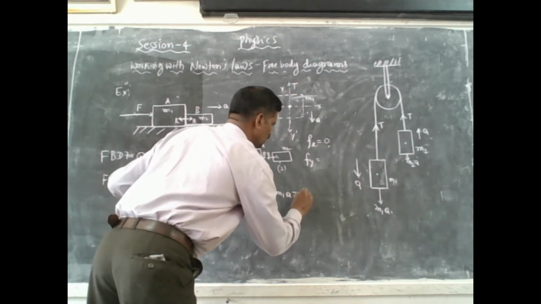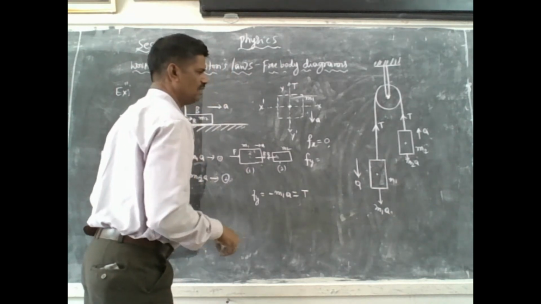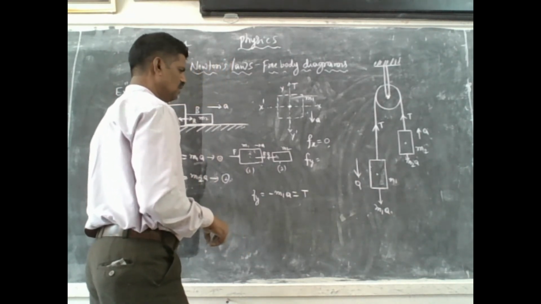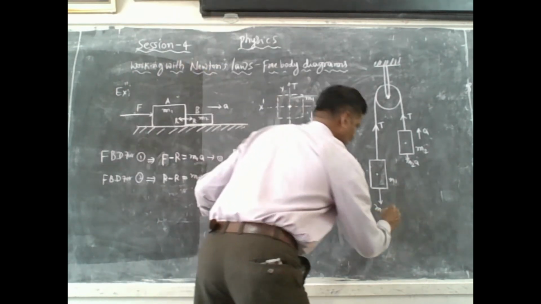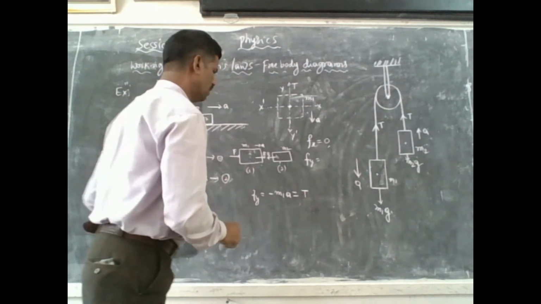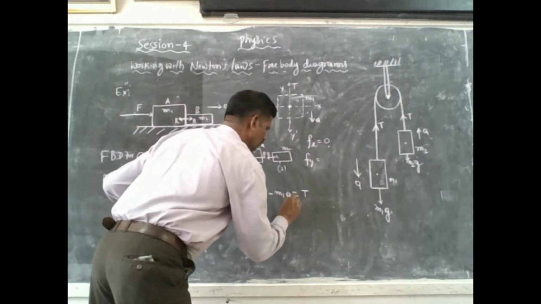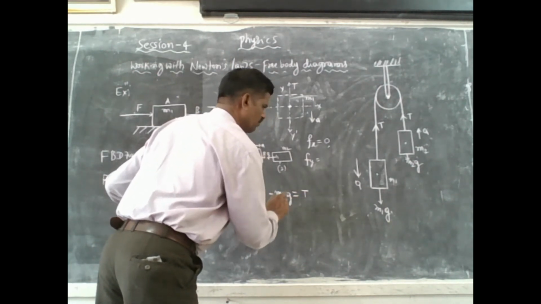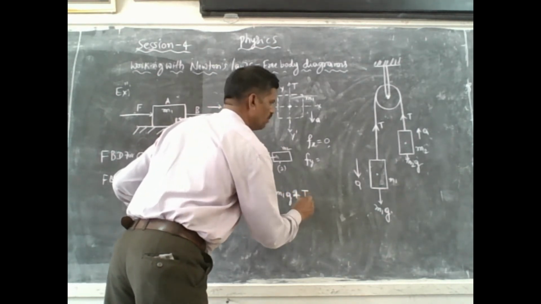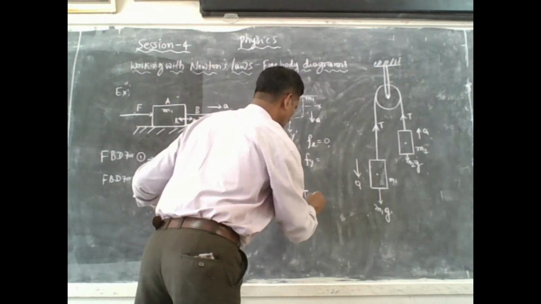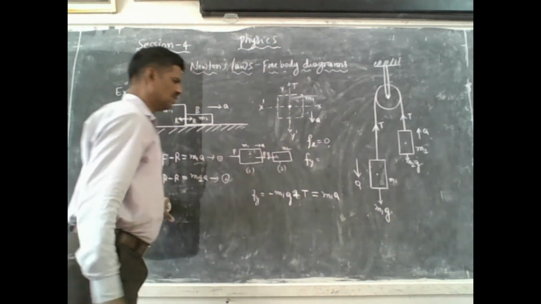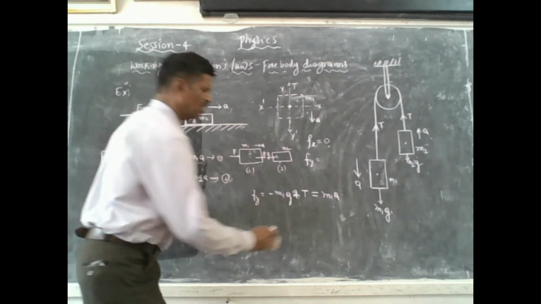M1A equals T, which is in positive direction. Isn't it? T is in positive direction. Therefore, this is mg, weight of the body, and this is also weight of the body. And here is mg minus mg plus T. T is in positive direction, that is equal to m1a, isn't it?